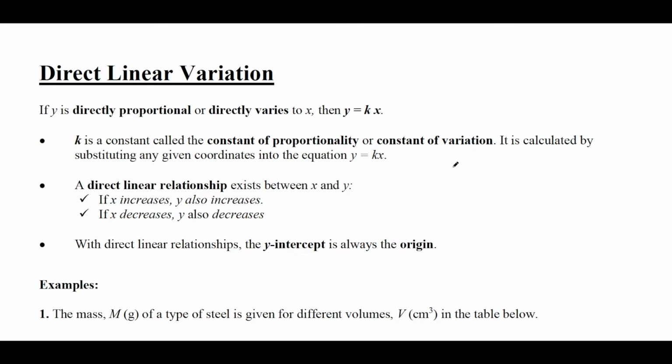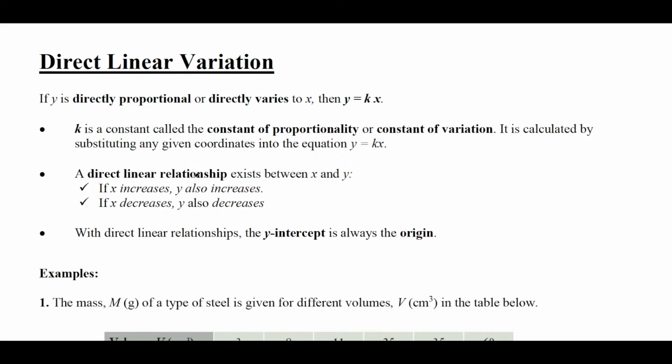You can think of this as a straight line graph that doesn't have a y-intercept. Well, it does have a y-intercept, except the y-intercept is 0. So an equation that looks like this means the line goes through the origin. k is a constant called the constant of proportionality or constant of variation. It is calculated by substituting any given coordinates into the equation y equals kx. I'll go through this in detail later.